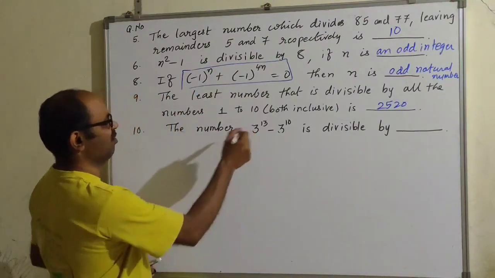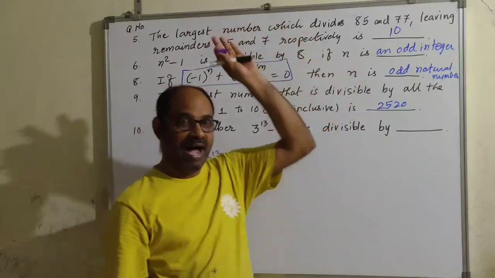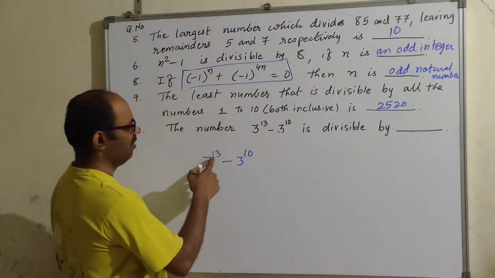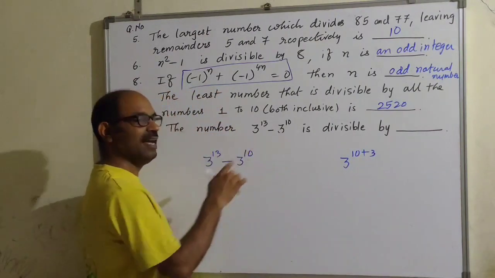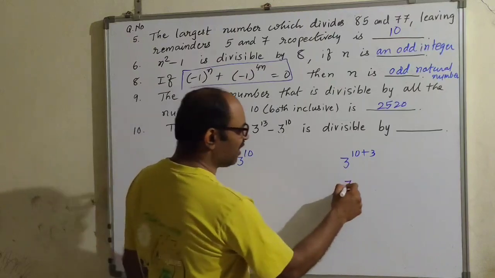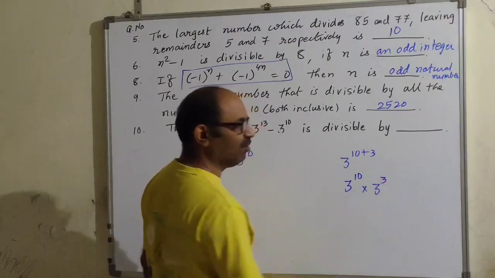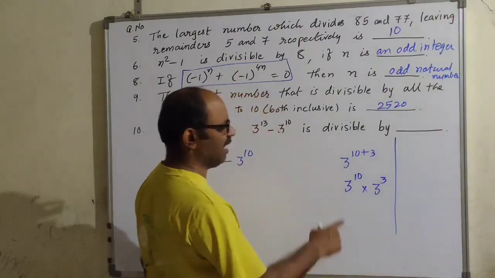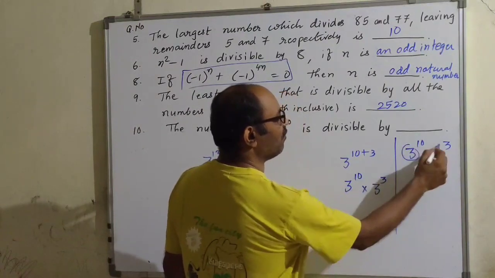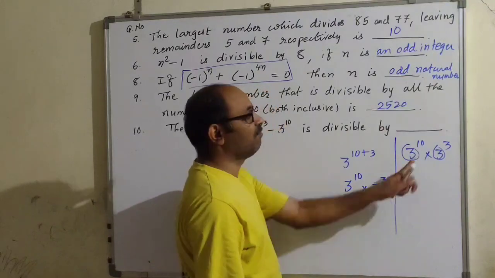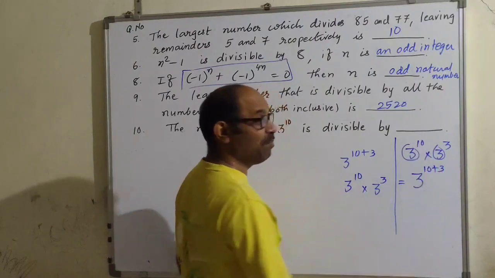Good. Check. Now, 3 raised to 13 minus 3 raised to 10 is divisible by dash. Children, can I write 13 like this, 10 plus 3? Is it 3 raised to 10 into 3 cube? Look, observe and understand. If this were 3 raised to 10 into 3 cube, because of like base, we could have applied the law of multiplication of powers. Like base 3 and up, you could have written 10 plus 3.